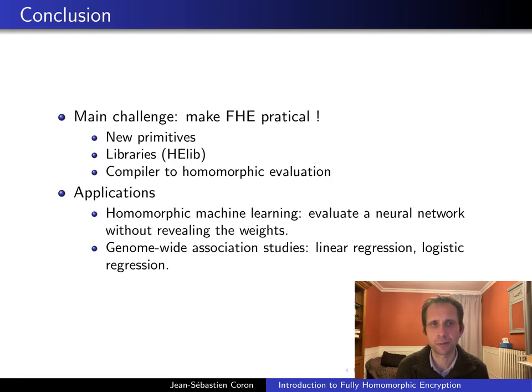And so fully homomorphic encryption can have many applications, and so for example machine learning, if you want to evaluate a neural network without revealing the weights and without revealing the input data, and there are also many other applications.